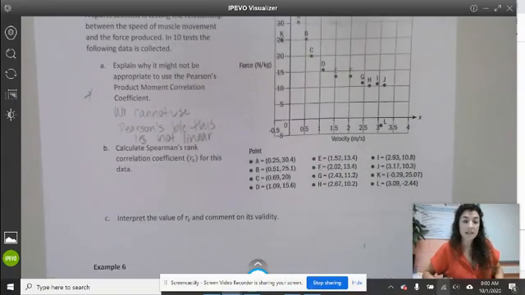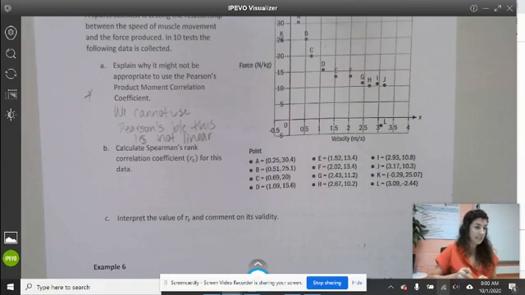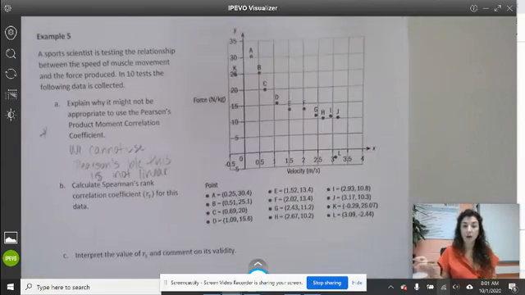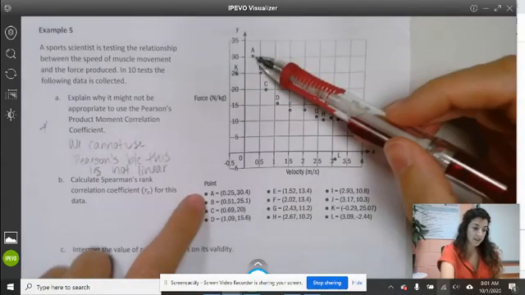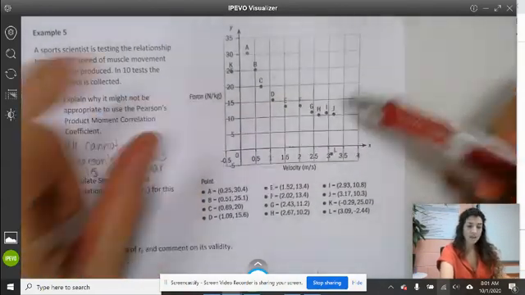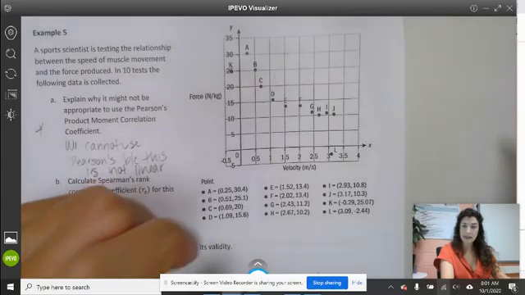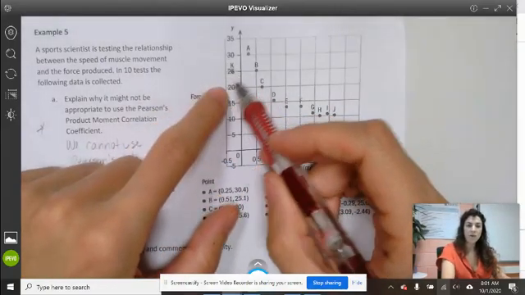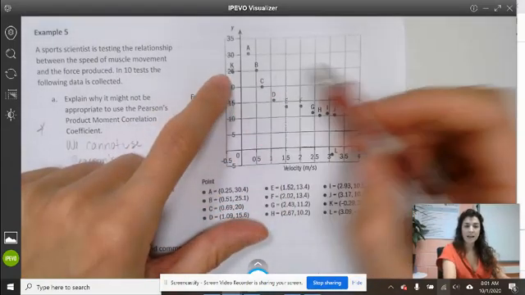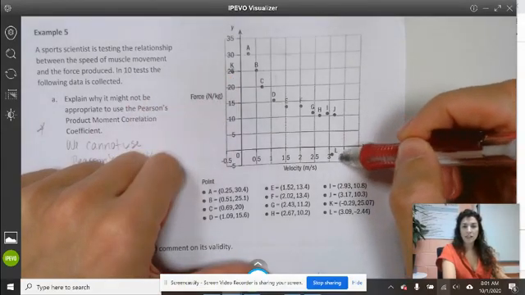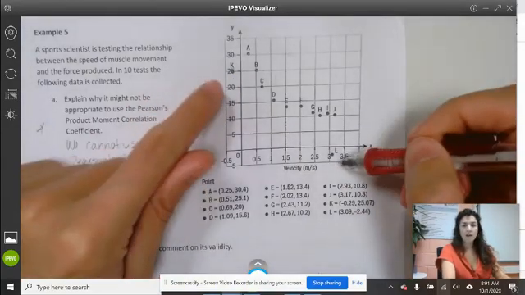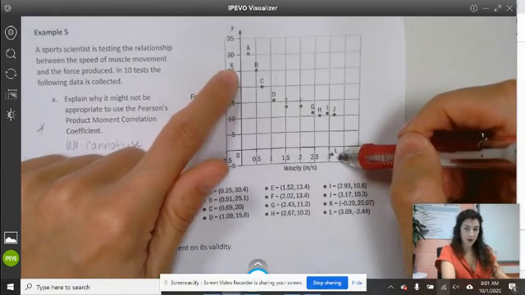Okay. We then need to calculate Spearman's rank correlation coefficient for this data. So taking a quick look at our data, we can see that A starts here and we go all the way to J. And there's a few weird data points here. We've got this K over here that's in the negative for velocity, and L over here that's in the negative for force. They also don't really fit the pattern at all.